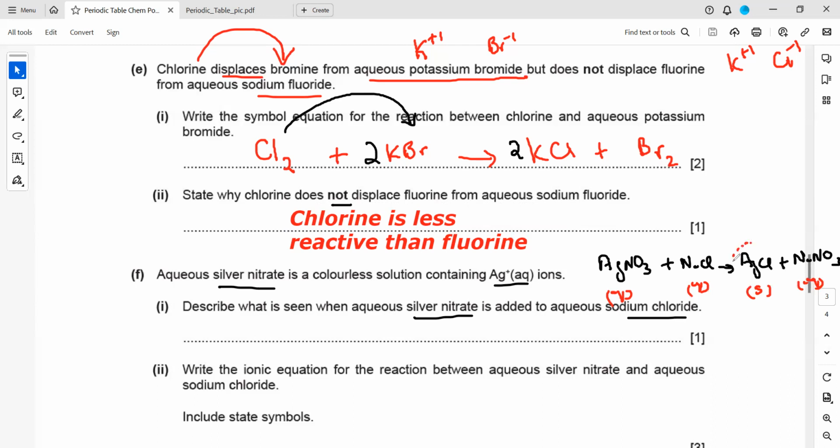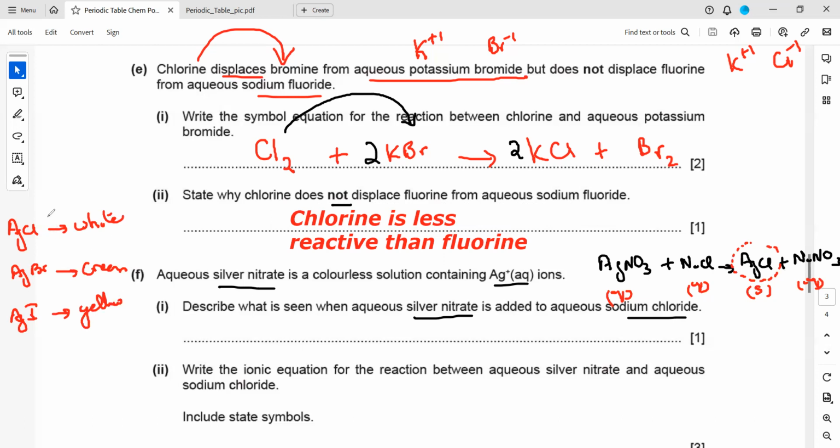So what is the appearance of silver chloride? You have to learn the colors of the silver halides. If it's silver chloride, it will be white. If silver bromide, it will be cream. And if it's silver iodide, it will be yellow. Remember, if you have AgCl, the color should be white. If you have AgBr, the color should be cream. And if you have AgI, the color will be yellow.